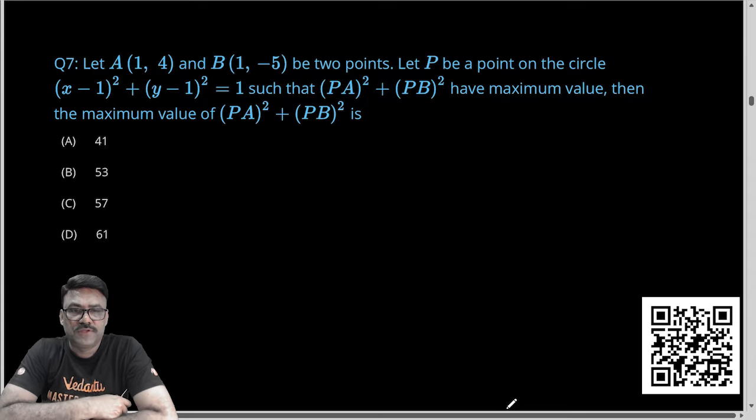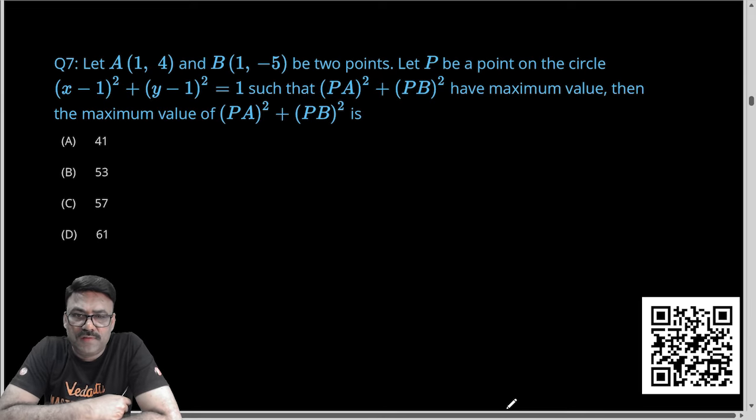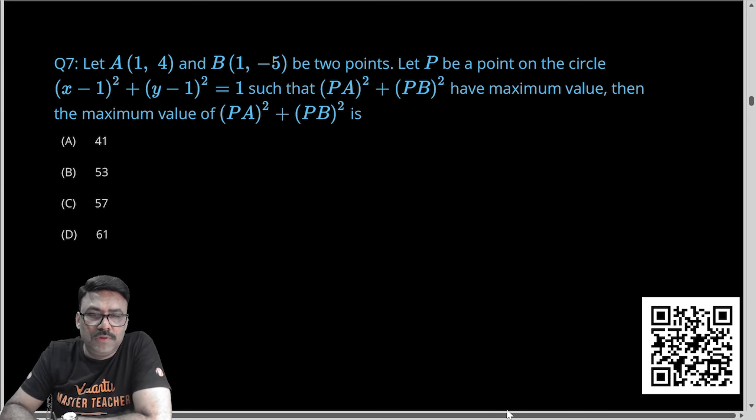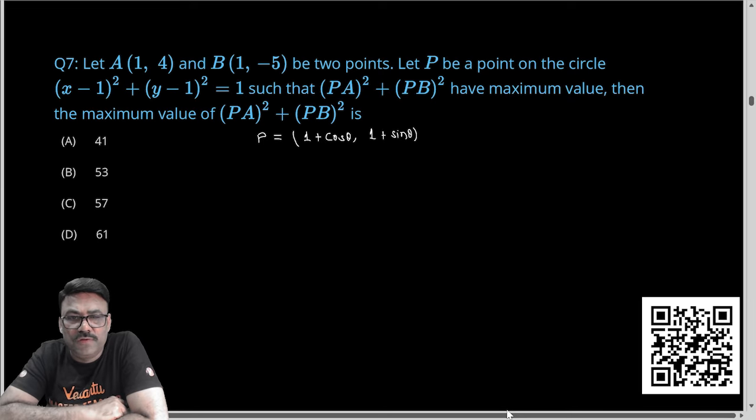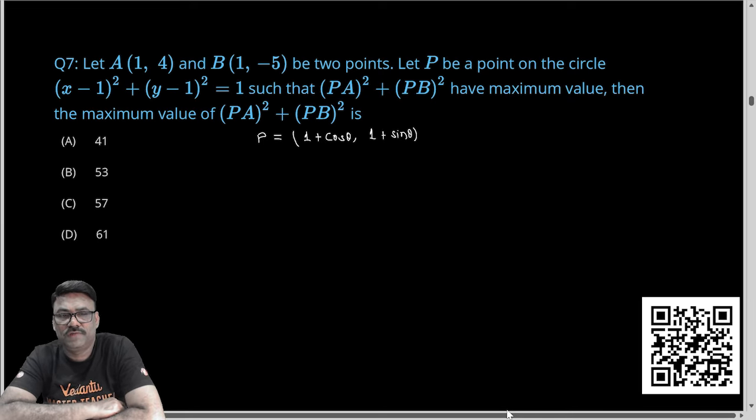Now let's see this question based on circle. A and B are two given points. P is a point on the circle. PA square plus PB square has a maximum value. Then what will be the maximum value of PA square plus PB square? To see, any point P on this circle in parametric form can be taken as follows. The radius of the circle is 1, center is (1, 1). So P can be taken as (1 plus cos theta, 1 plus sin theta) in parametric form.